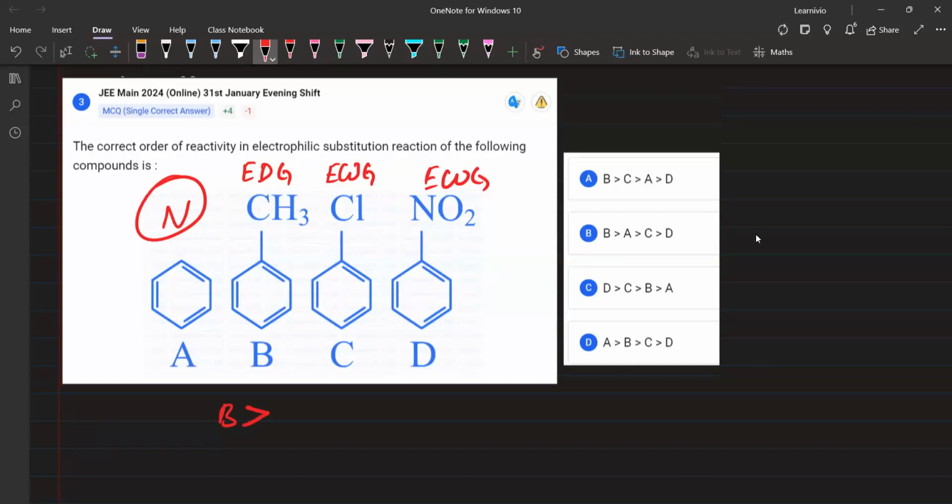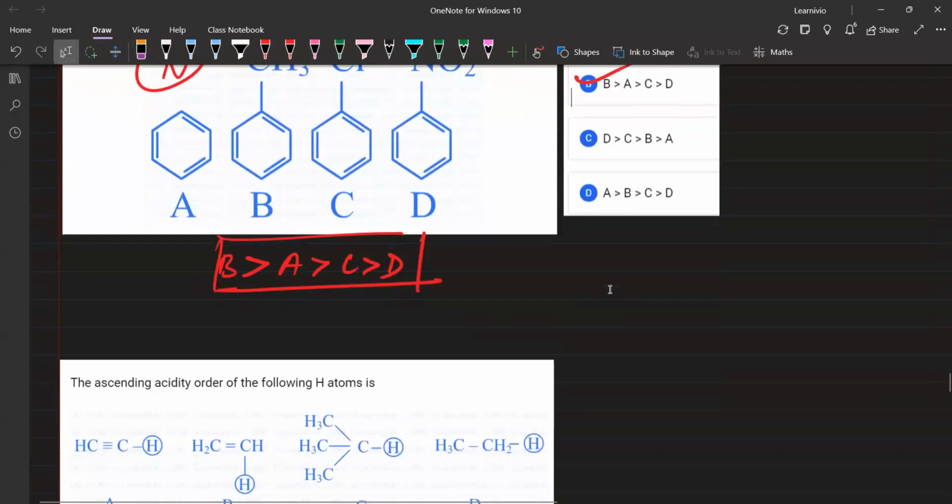It will react with the electrophile most easily, followed by A, then if I compare C and D, obviously C is going to be less. It will have less electron withdrawing capacity, and O2 will be maximum. So it will be BACD, and all of you have done it very correctly. Very nice.